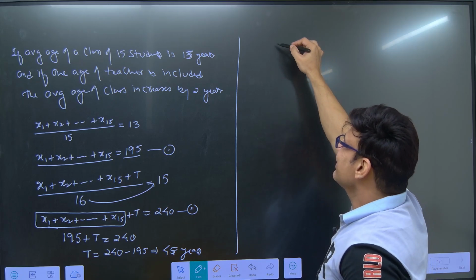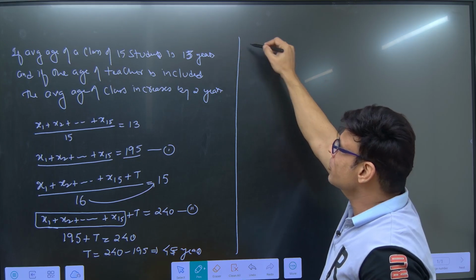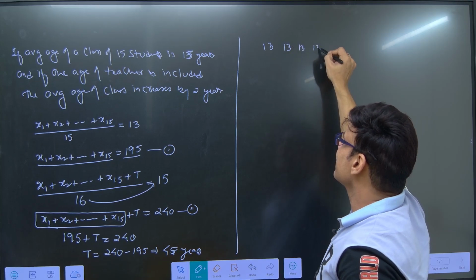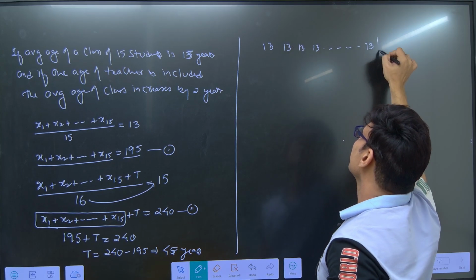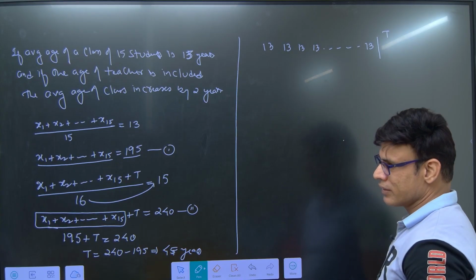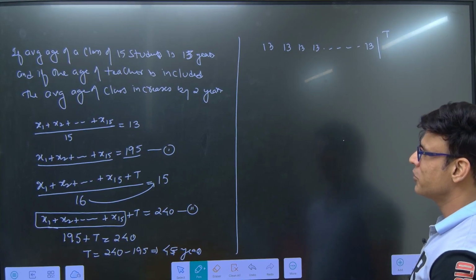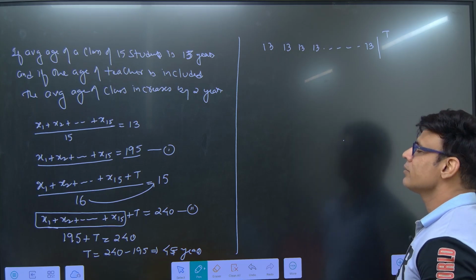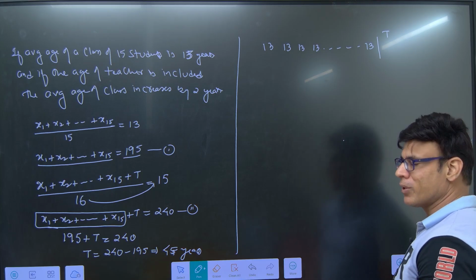Right, so initially, let's say replace these years with chocolates. So each student has how many chocolates? Let's say 13, 13, 13 and 13, right? And this is where the teacher is. So 15 students are there, and each student has how many chocolates? 13. I'm replacing years with chocolates and then we'll solve it.